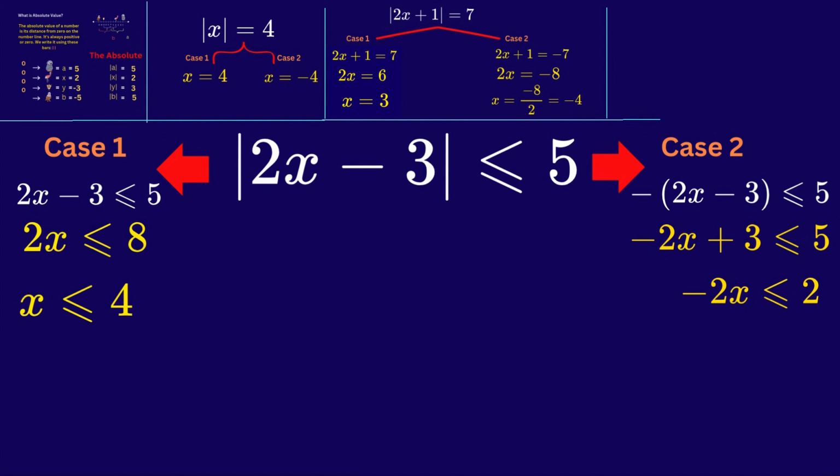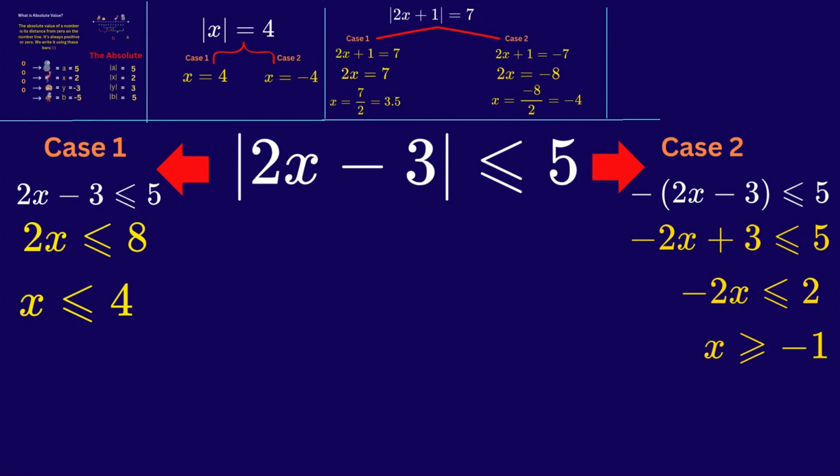Now, we know one thing about inequalities. Any time it involves multiplication or division by a negative, when you switch it from one side to another, we're going to flip the sign. So over here, we're going to have x greater than or equal to 2 divided by negative 2, which is equal to negative 1.